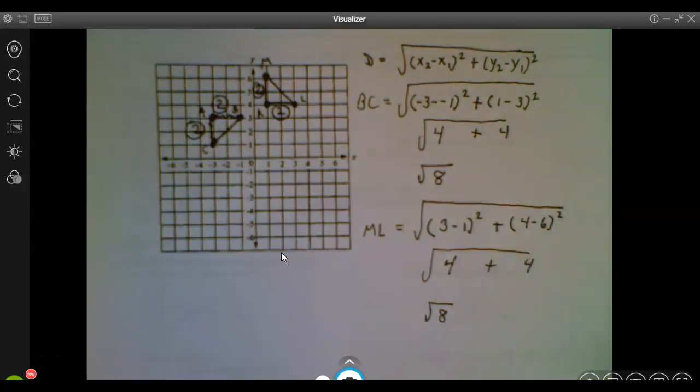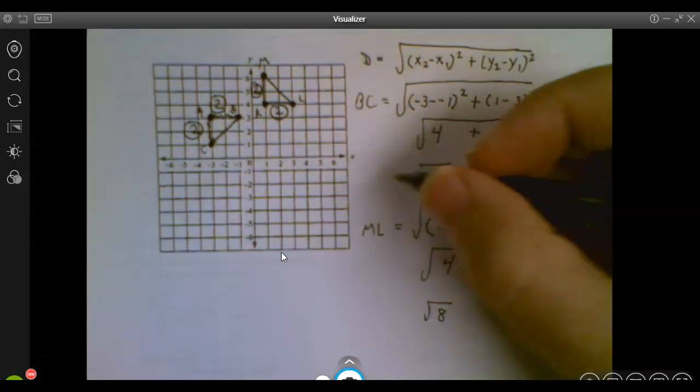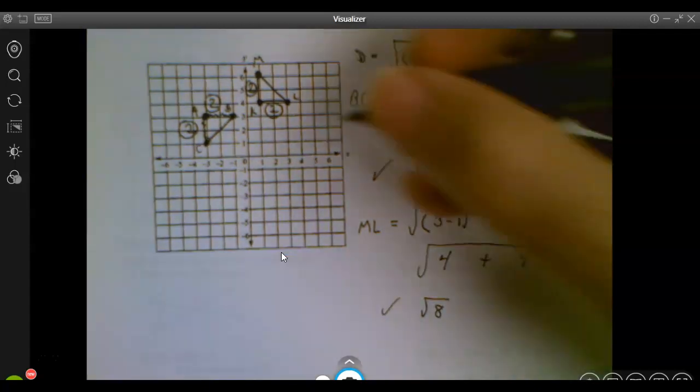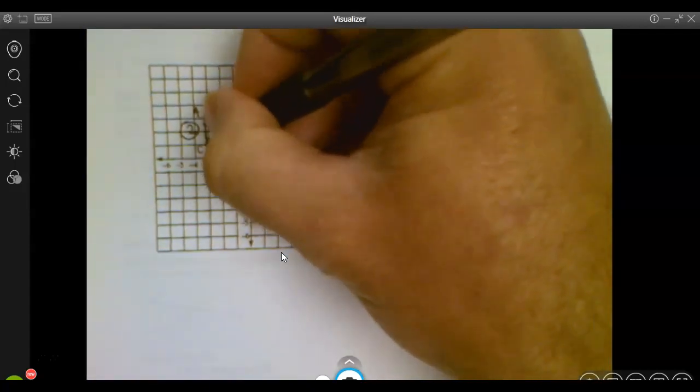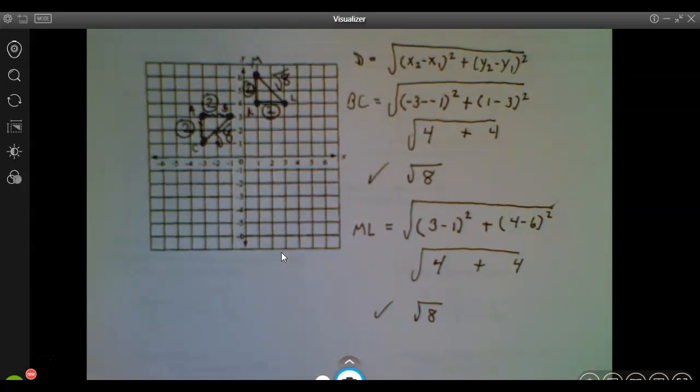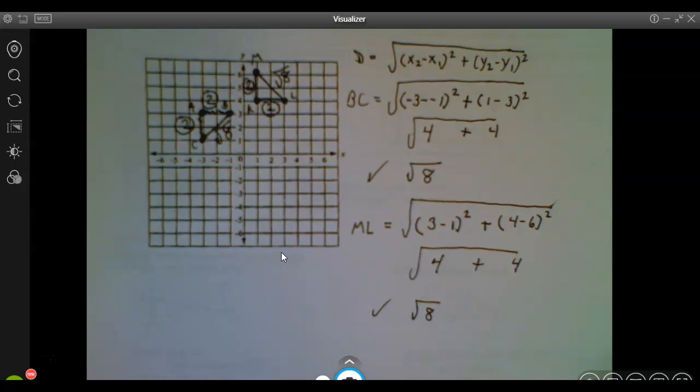So I have shown that the third sides are congruent. This guy is the square root of 8, and this guy is the square root of 8. Now I have enough information to say for sure, yep, those two triangles are congruent because of side, side, side.